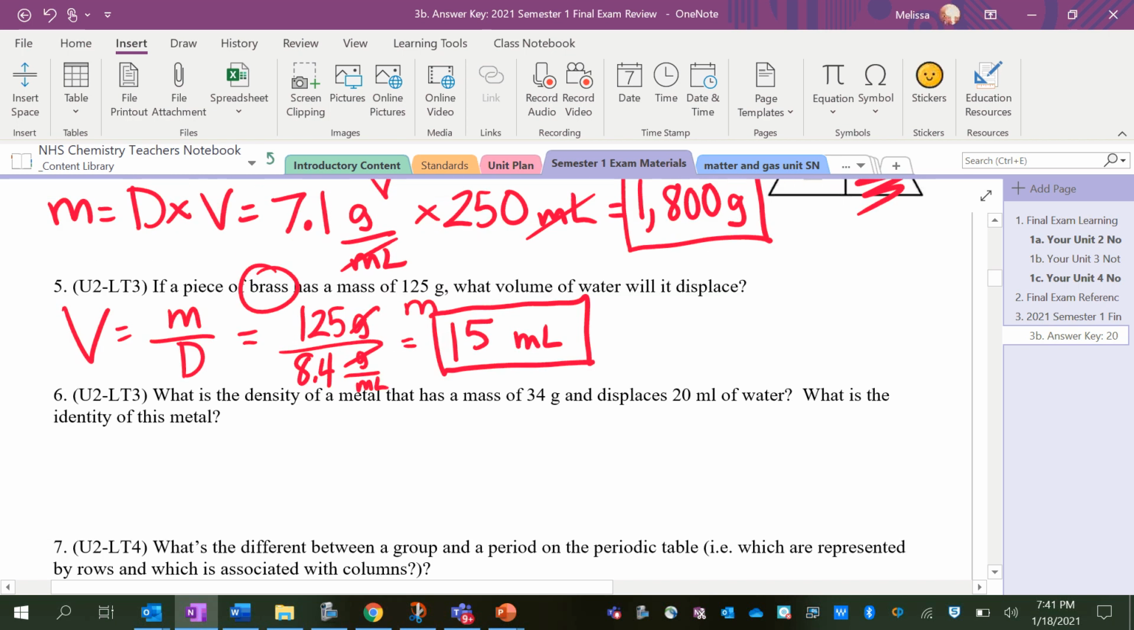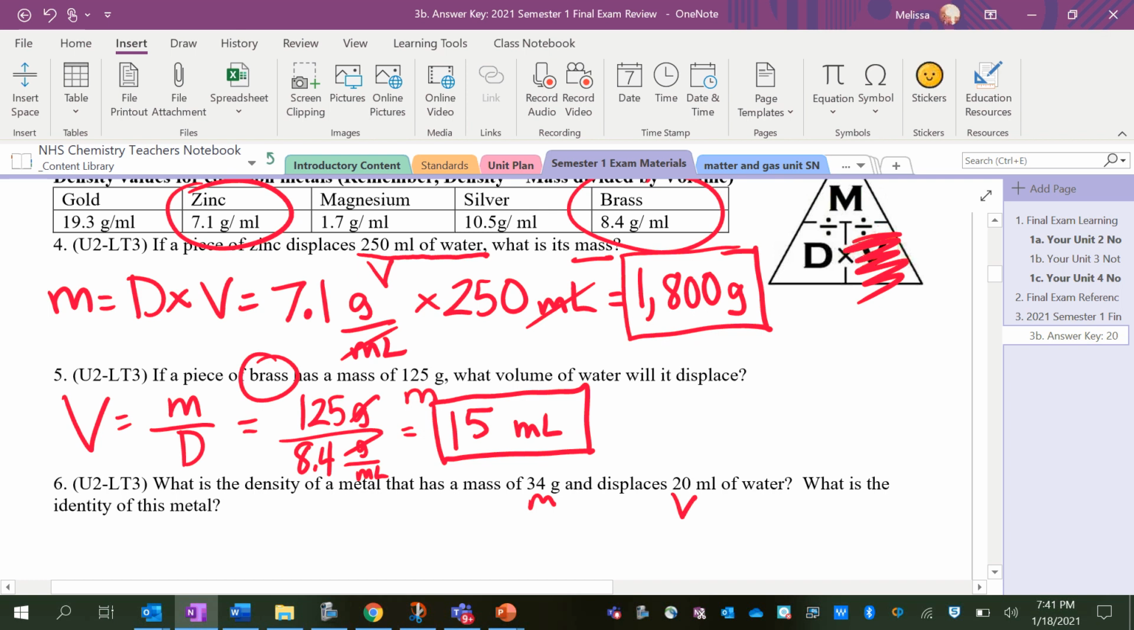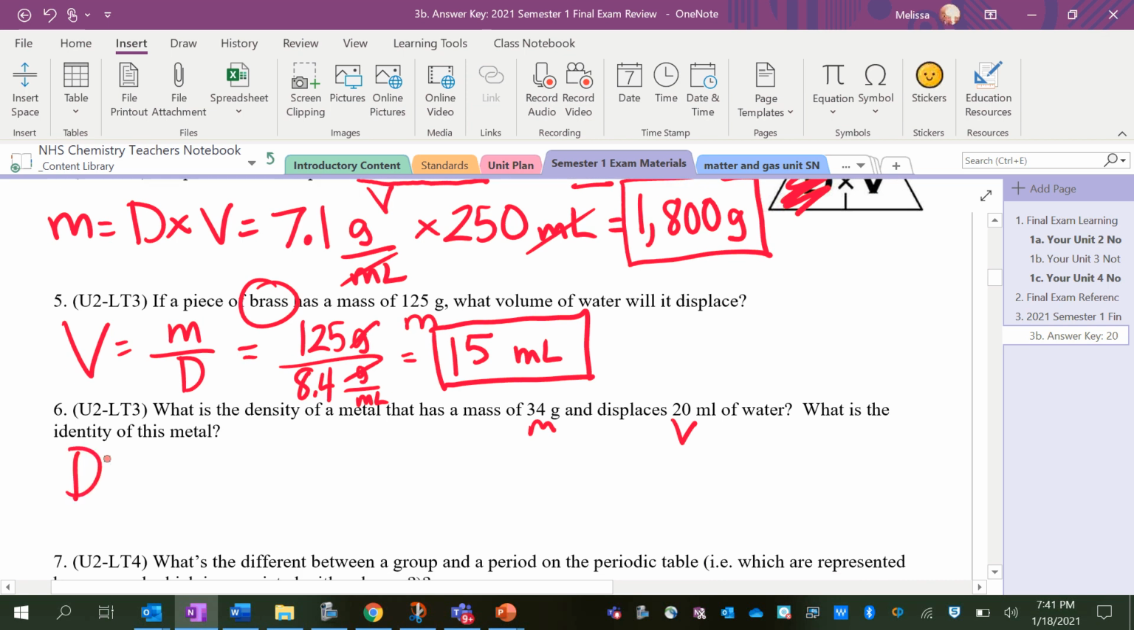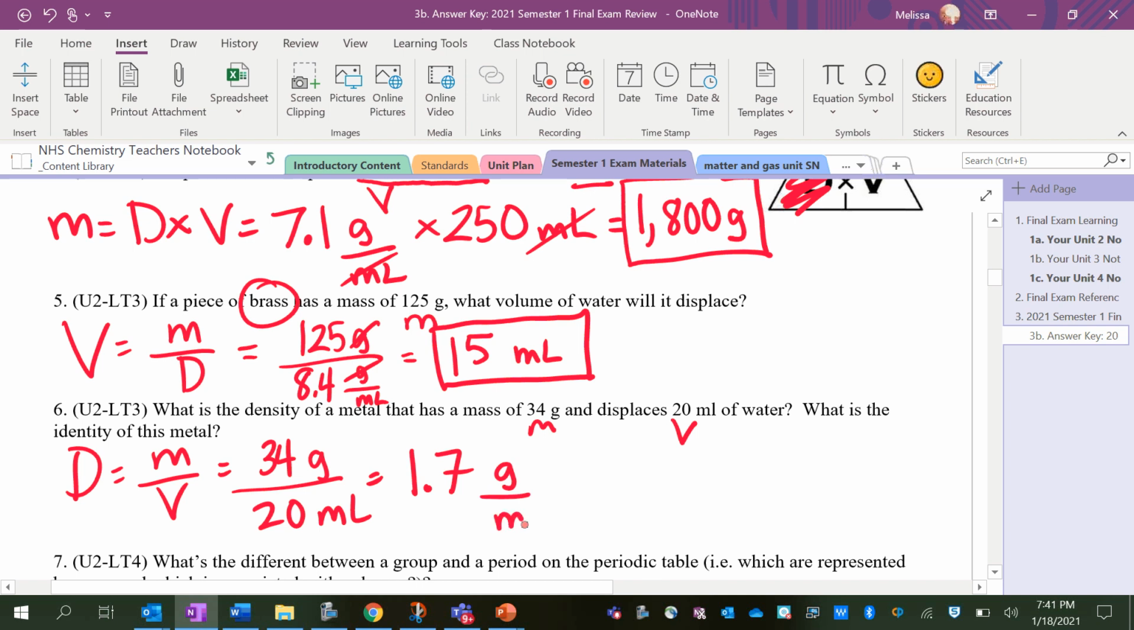Last one, what is the density of a metal if it's got a mass of 34 grams and it displaces 20 milliliters? And then what is the identity? So this time we want to solve for density, so we're going to cross it out and we'll do mass divided by volume to get the density. That's 34 grams divided by 20 milliliters. I'm typing that into my calculator. Answer: 1.7 grams over milliliters.